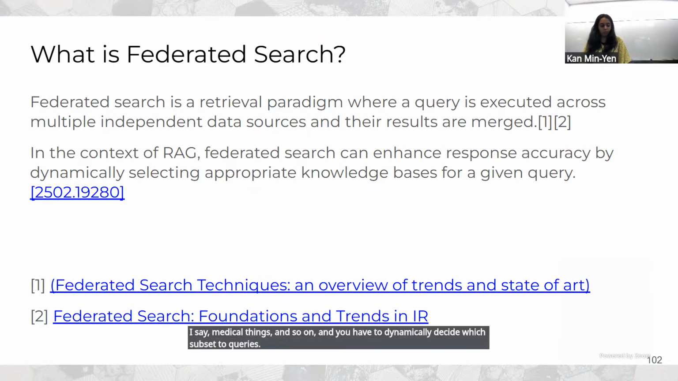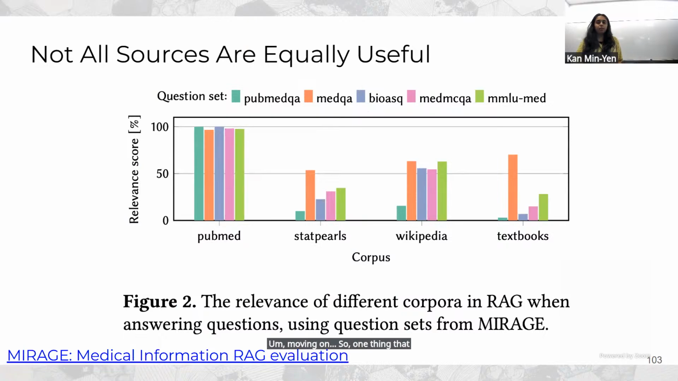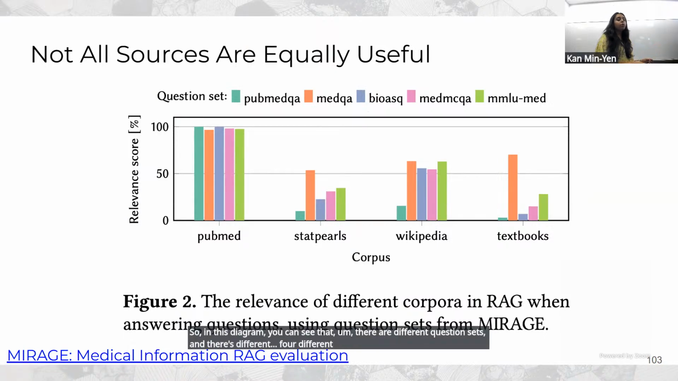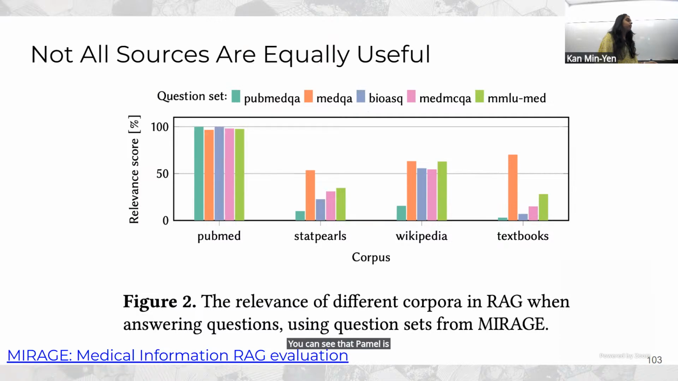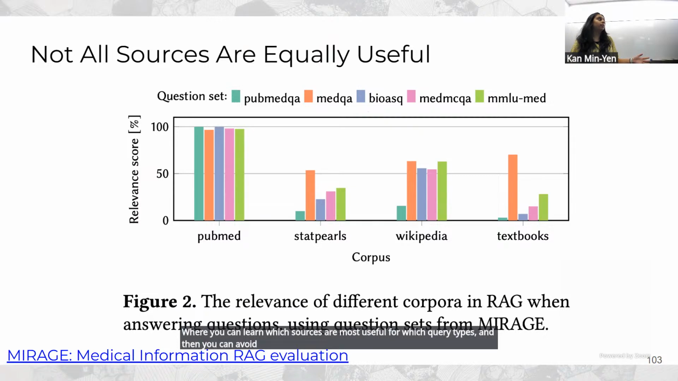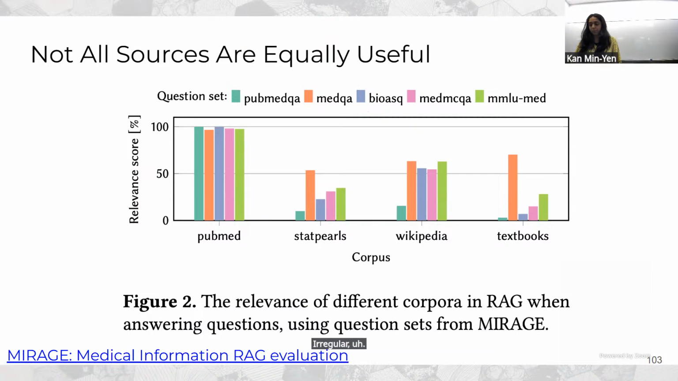Moving on. One thing that's covered in the paper is that not all sources are equally useful. In this diagram, you can see that there are different question sets and four different corpora. You can see that PubMed is relevant most of the time based on the relevance score. However, maybe for the MedQA question set, Stanford's is the most relevant. This opens up an opportunity where you can learn which sources are most useful for which query types, and then you can avoid contacting irrelevant corpora, for example.